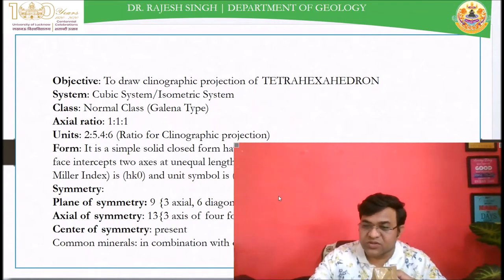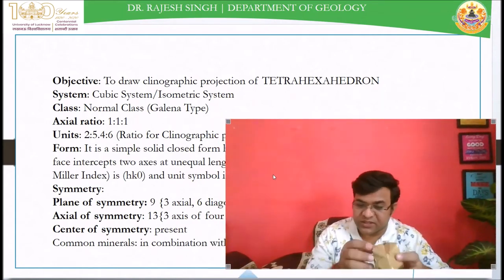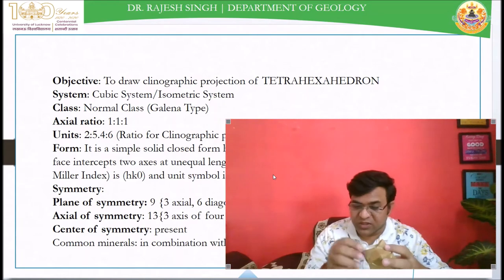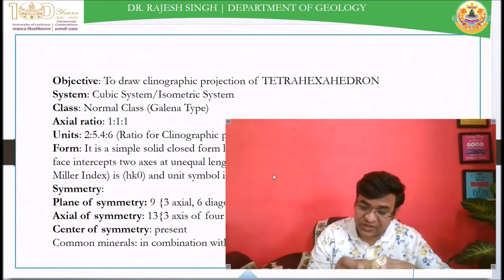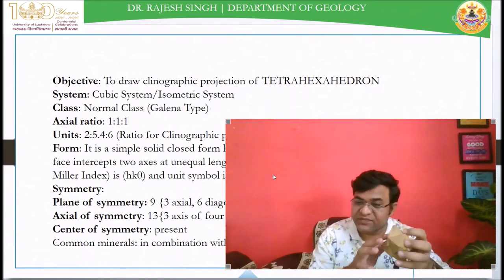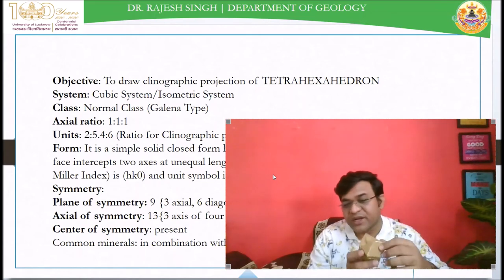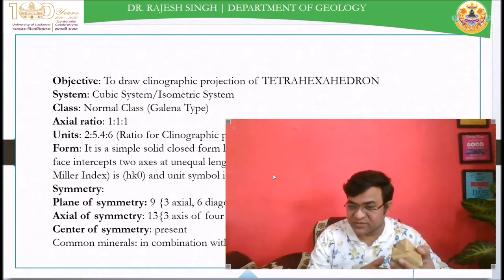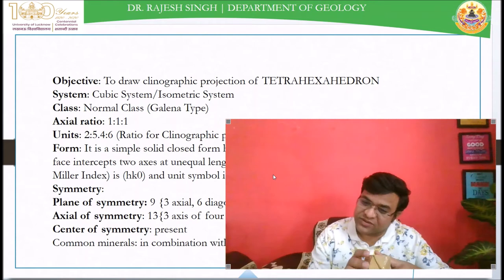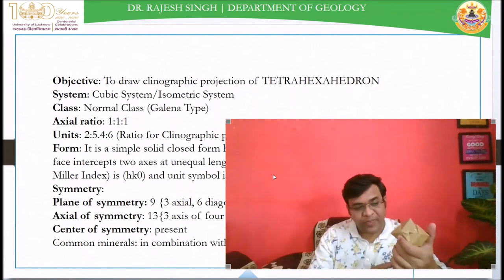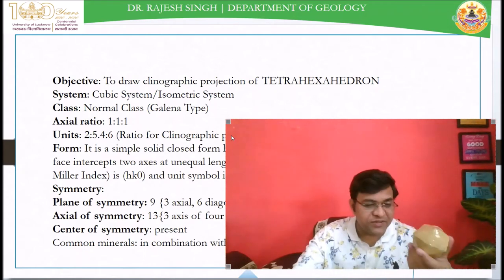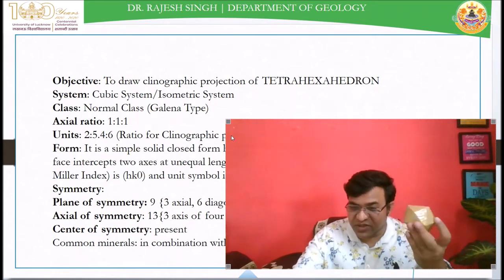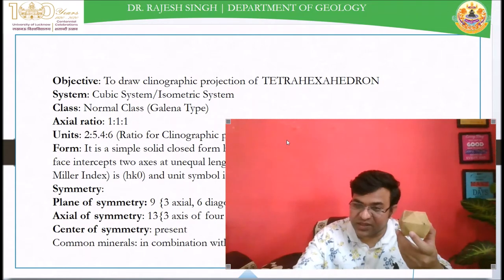Because these apexes are too high in comparison to these points, and the steepness of the inclination of the triangular faces is also high, which is not similar to the wooden model of the crystals. So it is the tetrahexahedron. Okay, you can count faces and each and everything.